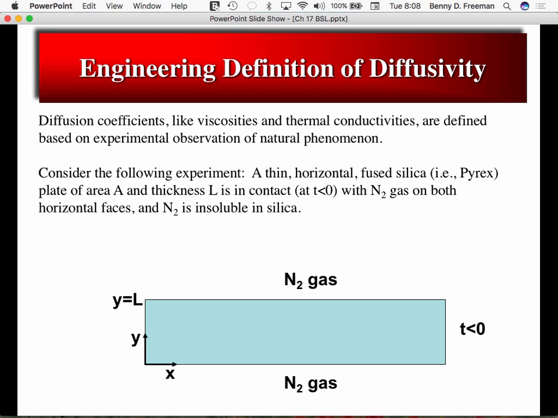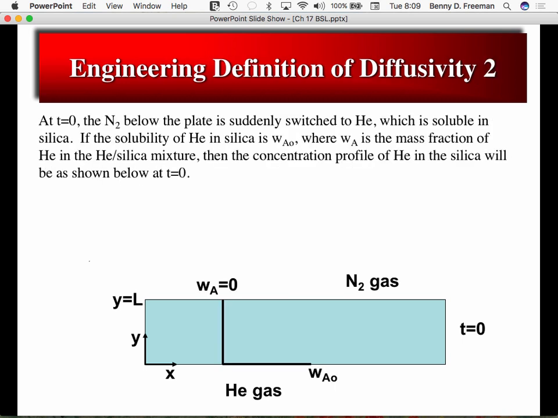So we have a plate of fused silica Pyrex glass, and it turns out that this Pyrex glass is not entirely without pores or pathways for gas molecules to diffuse through it. However, those pathways are extremely small, so nitrogen essentially will not dissolve or diffuse through the Pyrex. The thickness of this will be on the order of microns, for example. However, helium will. And so we consider a case where we have a sheet of this material with nitrogen flowing on both sides of it.